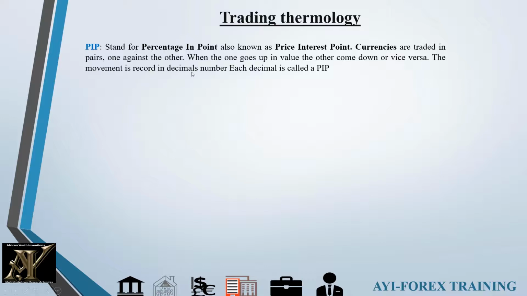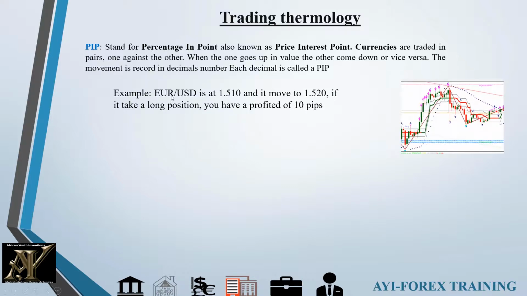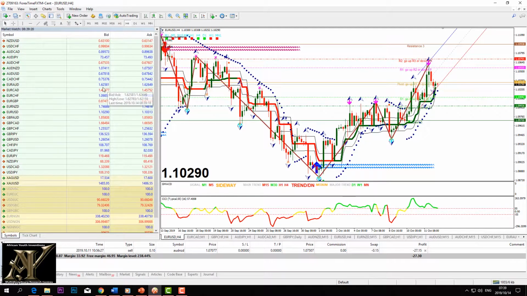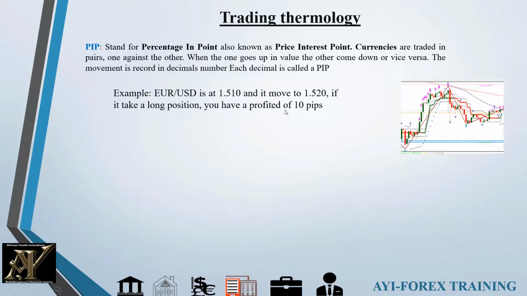The movement is recorded in decimal numbers. The decimal is called a pip. Example, euro versus USD. If we go into the MetaTrader, you will see here all the currencies are given in red. Here we have euro at 1.62581 and Canadian dollar at 1.46752. If we take a long position, you have a profit of 10 pips. If I subtract this one, I have 10 pips that I'm benefiting from, because it's going long position.